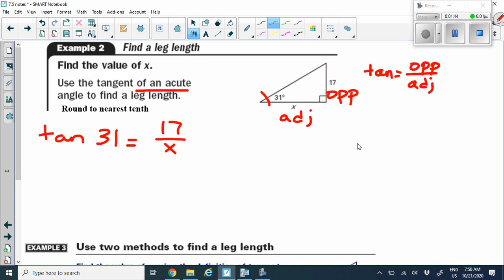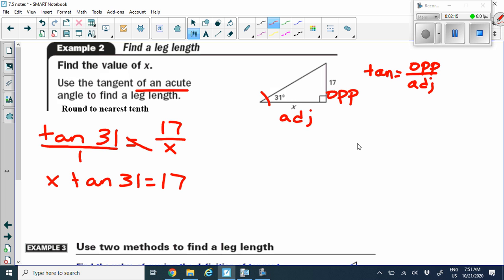Now, like we've been doing from last chapter, we've been doing a lot of proportions. So that's what we're going to do. We're going to make this a proportion and cross multiply to get our answer. So how can I make tan of 31 into a fraction? Well, remember, you can make anything into a fraction as long as you put it over 1. So we're going to do that. Now it's a proportion and we can cross multiply. So I do x times tangent of 31 equals 17.